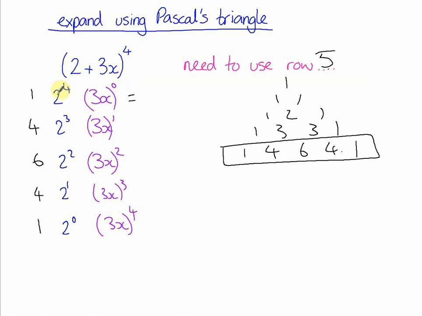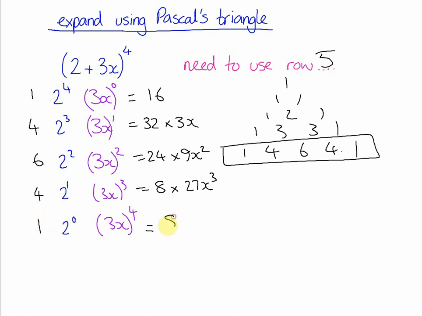So 1 times 16 times 1, well, that's 16. Now I'm going to write this one a little bit slower. So 4 times 8, well, that's 32 times 3x. This is going to be 24 times, be careful here, 9x squared. 4 times 2 is 8, and that's going to be times 27x cubed. 1 times 1 is 1, and this is going to be 81x to the power of 4. So it's still quite a bit of work, but it's definitely easier than doing 4 brackets next to each other. That would be awful.